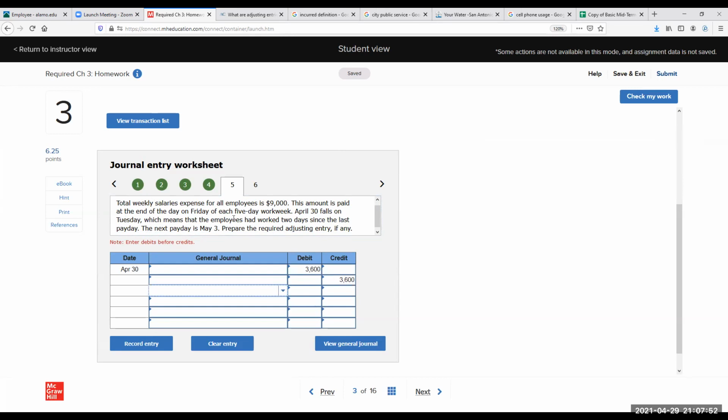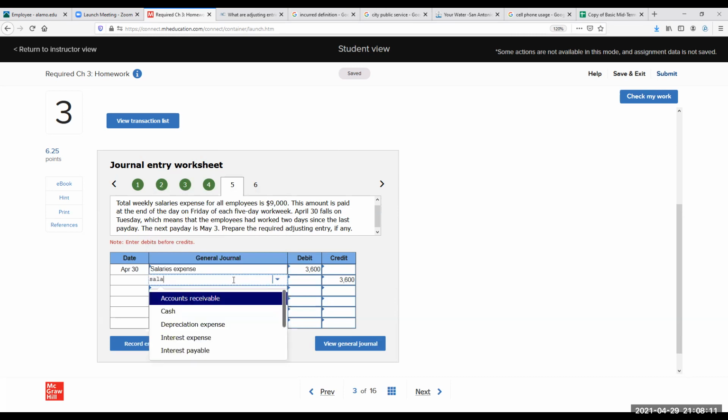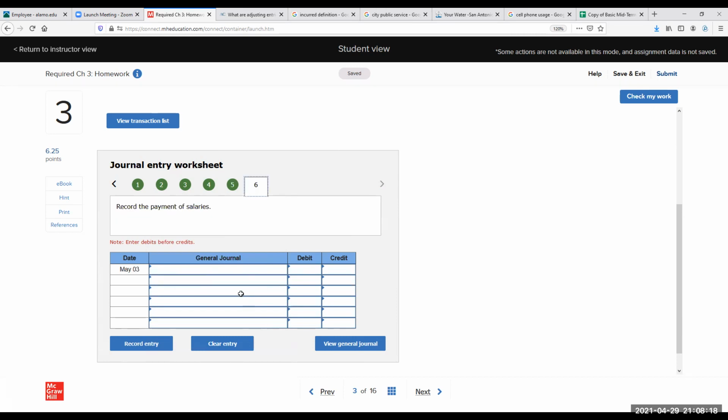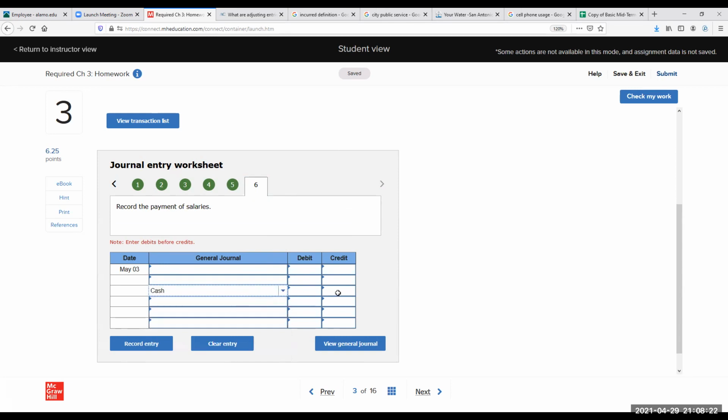So there's 2 days we have to book on Tuesday, the end of the month. April 30th falls on Tuesday. So this is April 29th, and for the 30th, we owe 2 days. So it's wage expense. Oh, they put salaries. Salaries payable. There you go. And then what happens here? Well, here you got to pay the salaries cash. And for the whole week, it's 9,000.